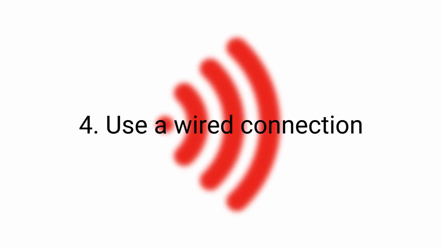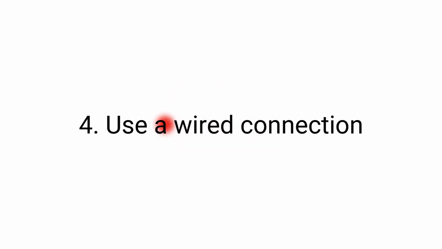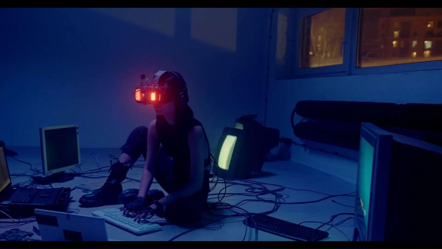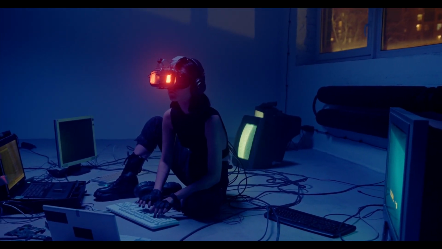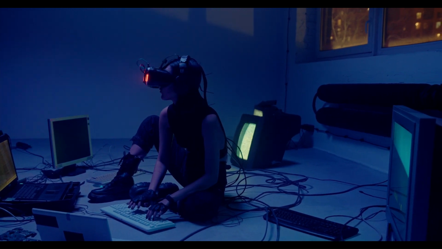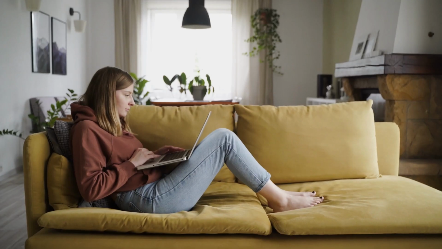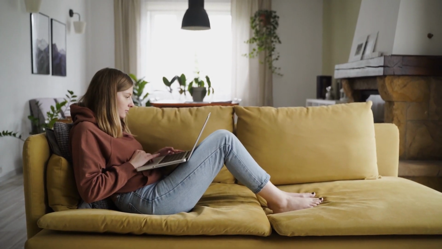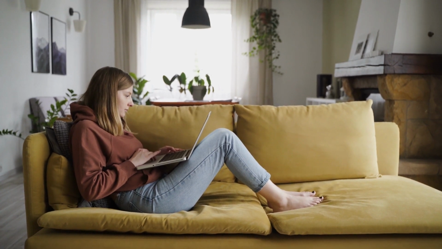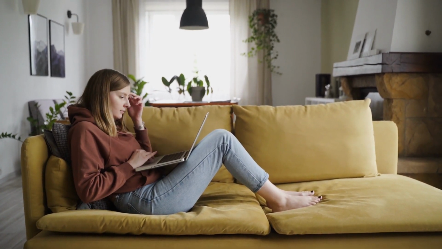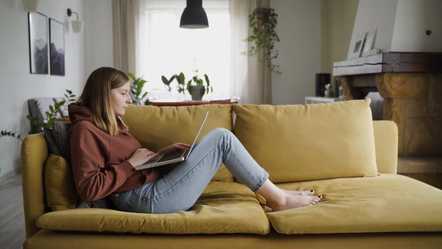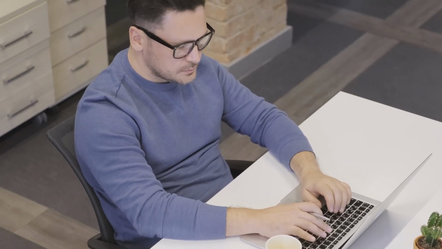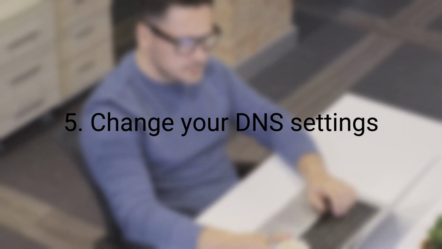Tip number four, use a wired connection. If you're using a Wi-Fi connection to download files, consider switching to a wired connection. A wired connection can provide a more stable and faster internet connection than Wi-Fi, which can help improve your download speeds. If you don't have a wired connection available, make sure that you're close to your Wi-Fi router to get the best signal.